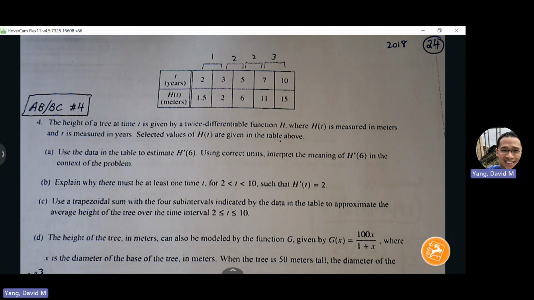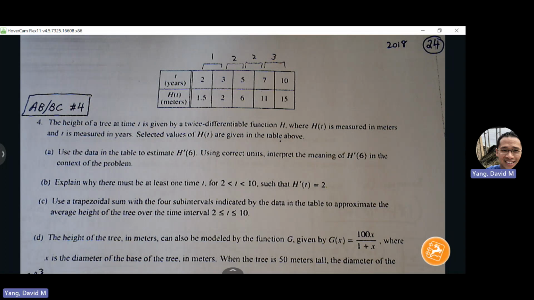Okay. The height of a tree is given as a twice differentiable function. So again, smooth curve all the way through. No sudden unexpected surprises in these ordered pairs here.